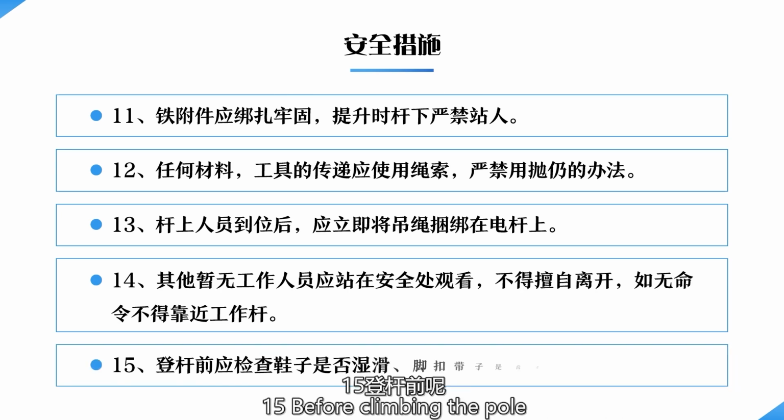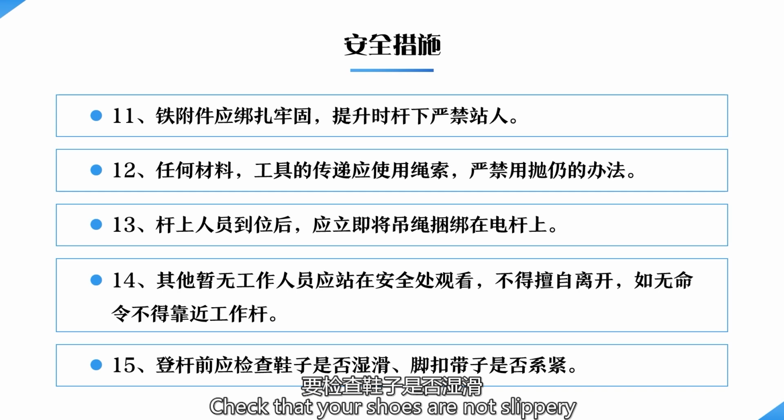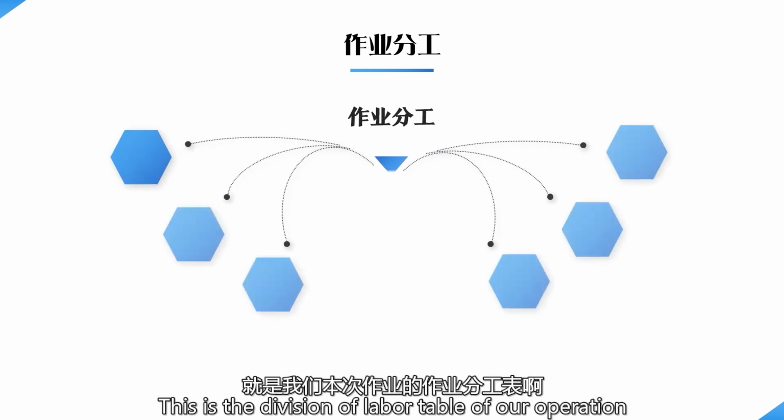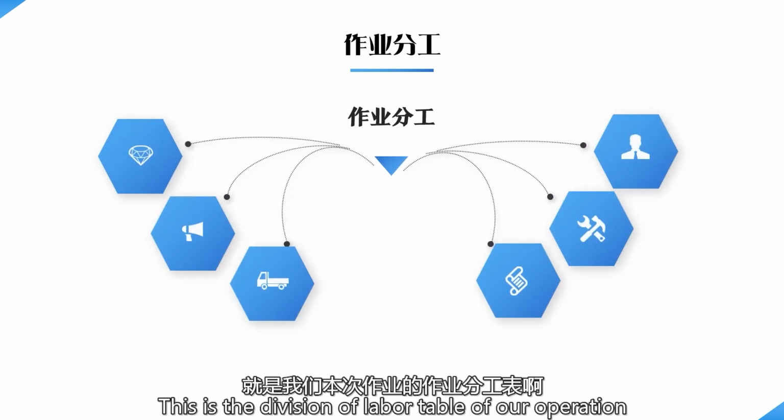15, before climbing the pole, check that your shoes are not slippery, whether the foot buckle is fastened securely and tightly. Then next, this is the division of labor table of our operation.